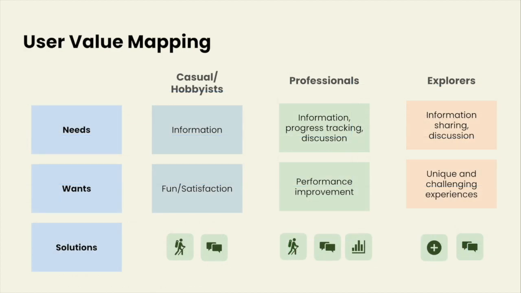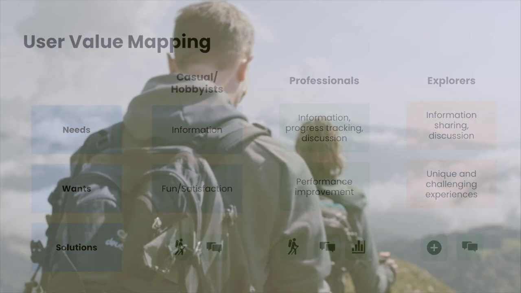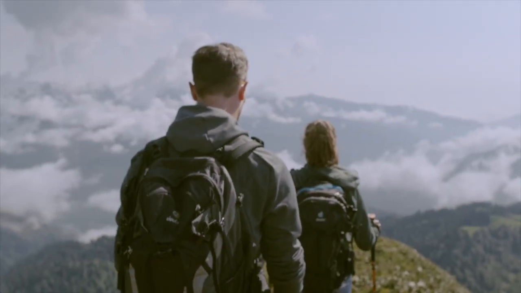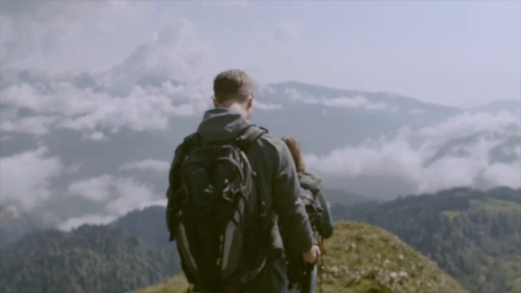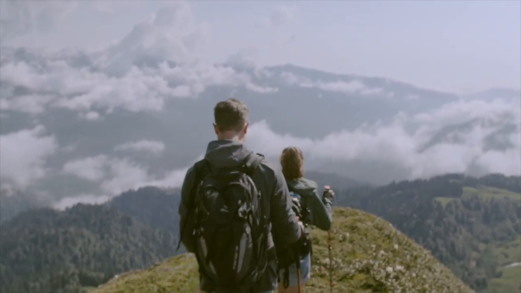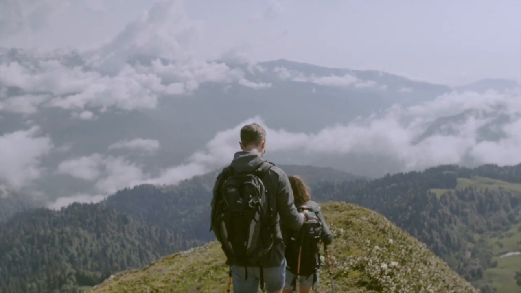During the ideation phase, we prepared a user value map for different types of prospective users. This helped us to identify which features would likely appeal to different user cohorts. These cohorts include casual hikers, who are predominantly motivated by fun and general satisfaction. They need information and will likely find value in the trail discovery and community functions of the application.